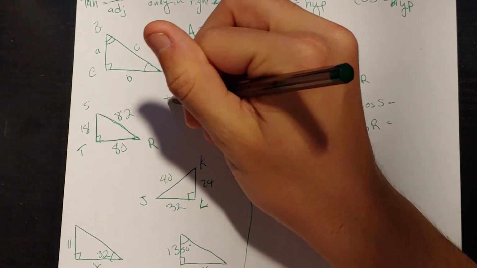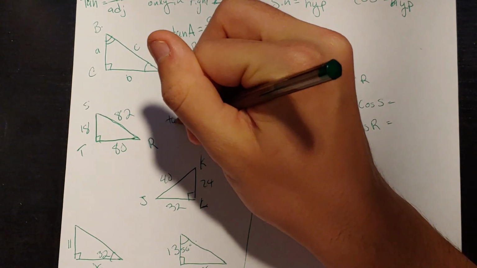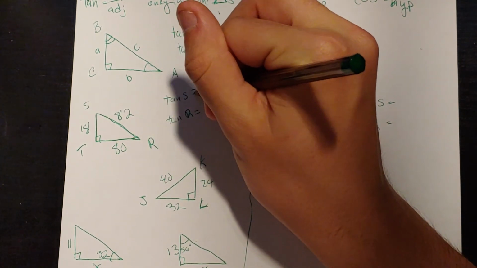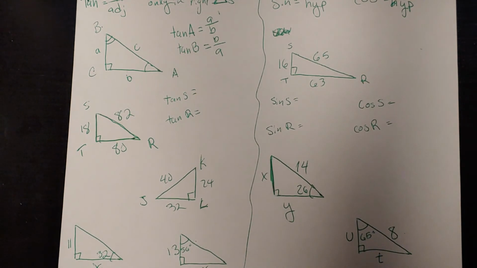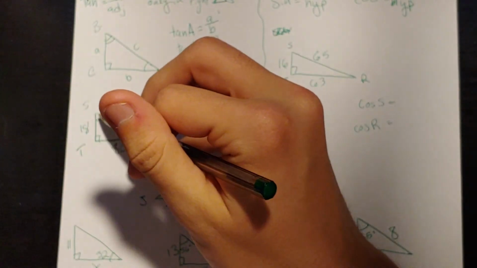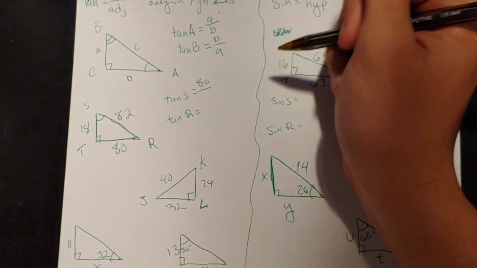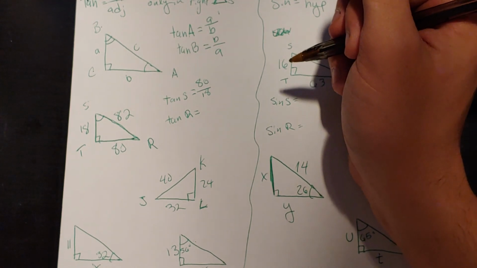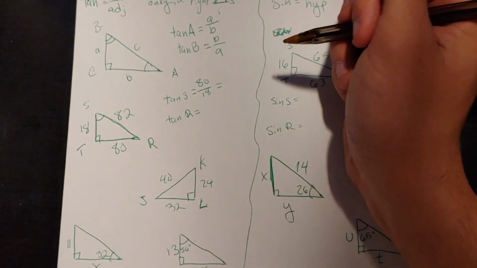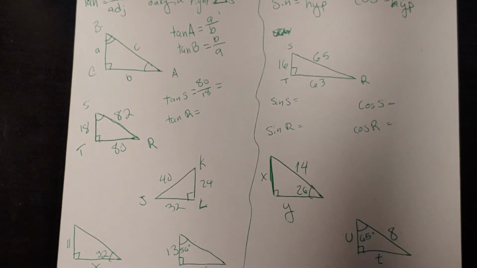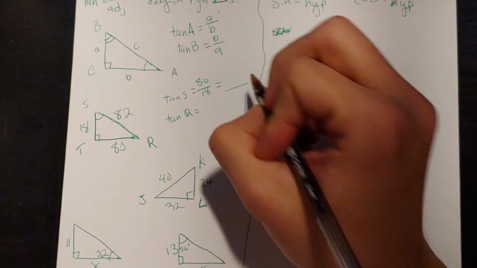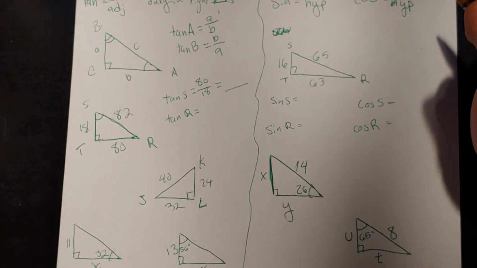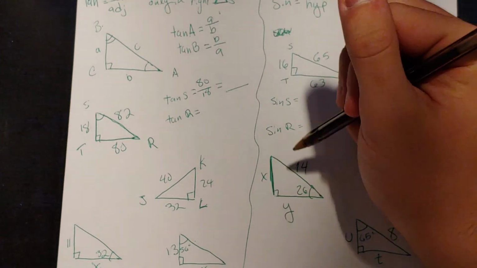We're going to find the tangent of S and the tangent of R. So the tangent of S, opposite of S is 80, and then adjacent to S is 18. And if you want, you can plug that in. That's going to give you a number that's pretty big. Actually, not too big, but I'm too lazy. If you want to, you can find that answer, and I think that might be what your assignment's going to be looking for.